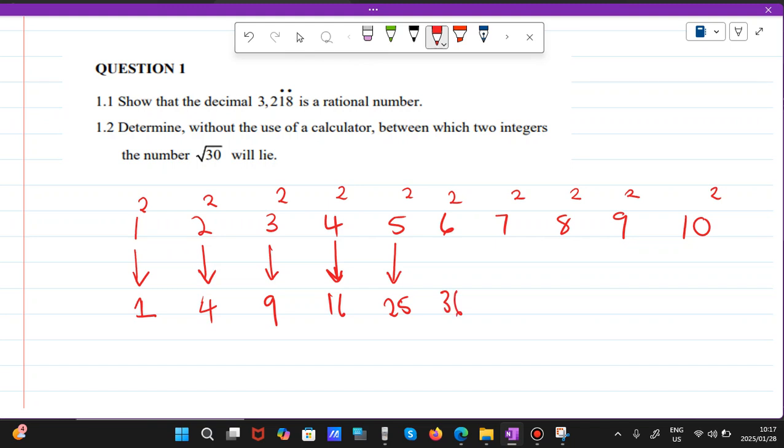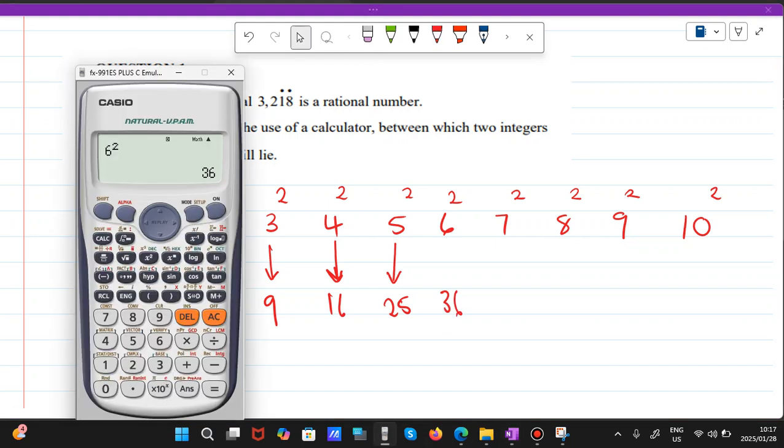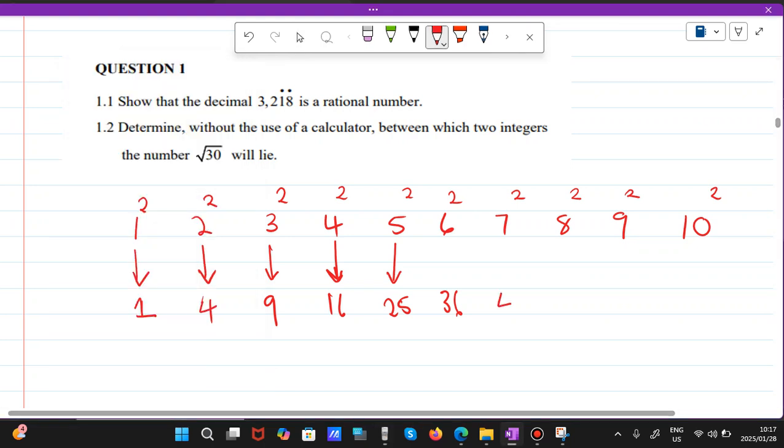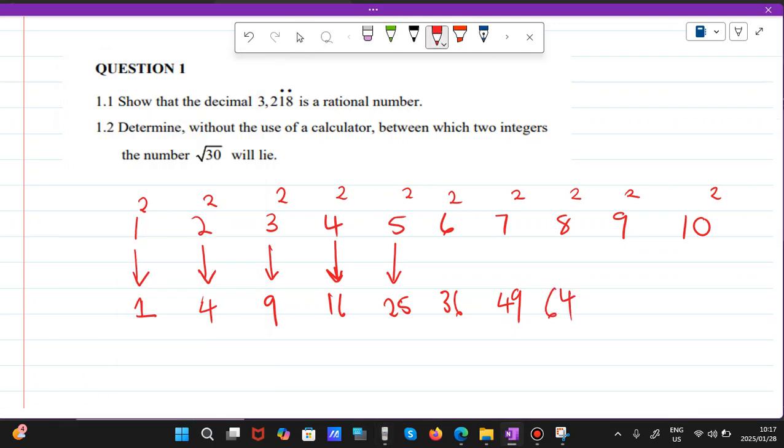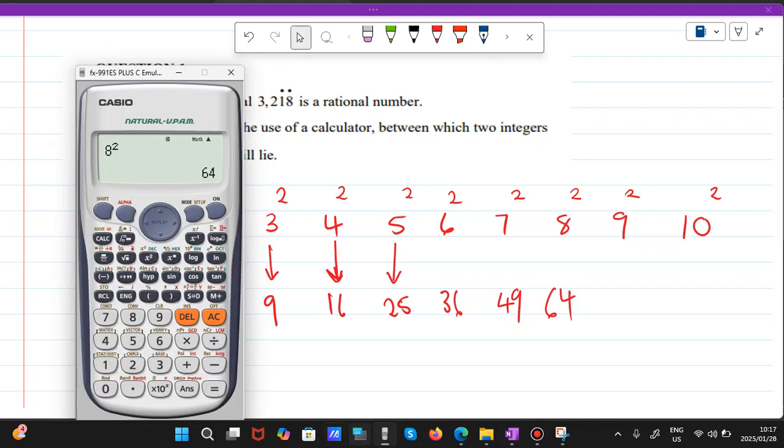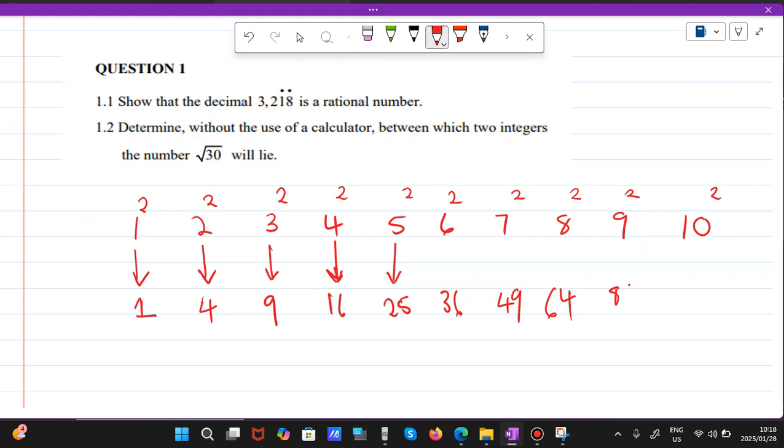7 squared will give you 49. Right, 49. 8 squared will give you 64. Then 9 squared will give you 81. So having 81, the last one should be 100. So just like that, we have simplified everything.